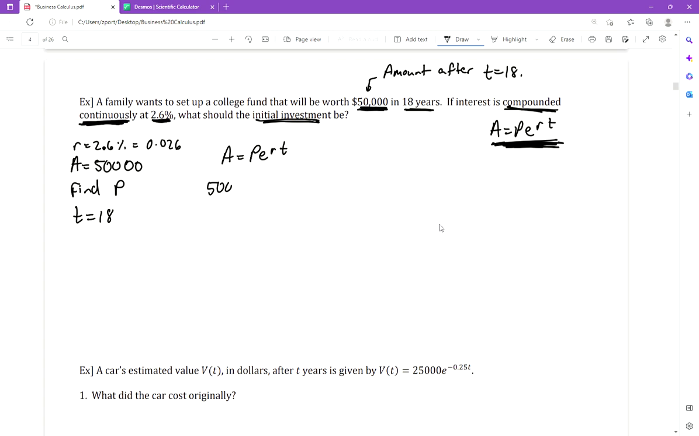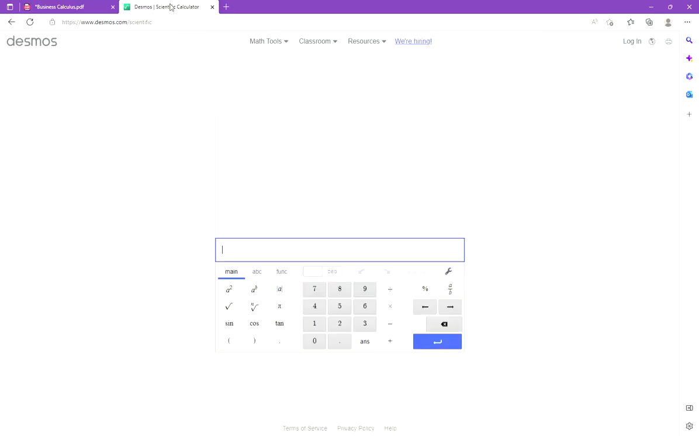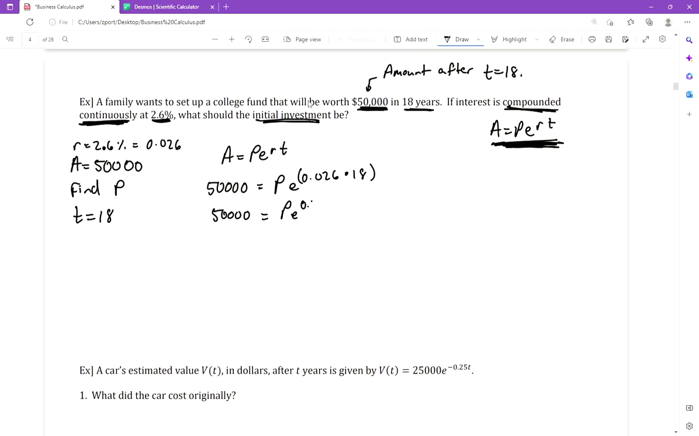So $50,000 is equal to what we're trying to find, P, times e to the 0.026, and they did say 18, so times 18. We want to solve for this P, but let's simplify what we've got in that power. So we've got 50,000 is equal to Pe to the, and let's type that in, 0.026 times 18 is 0.468. That's what that simplified into.